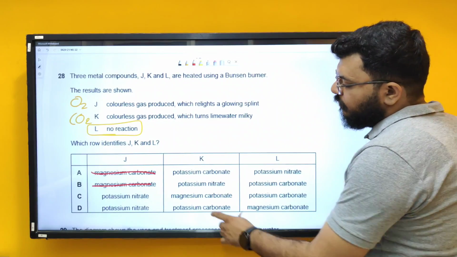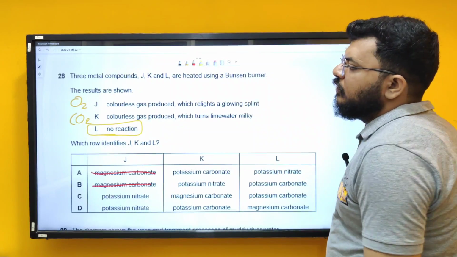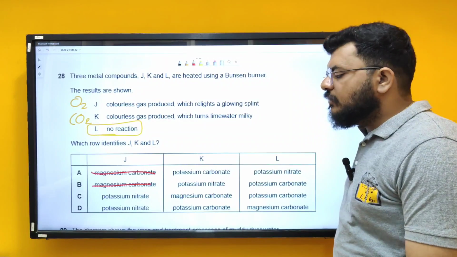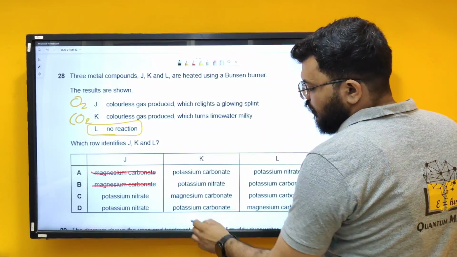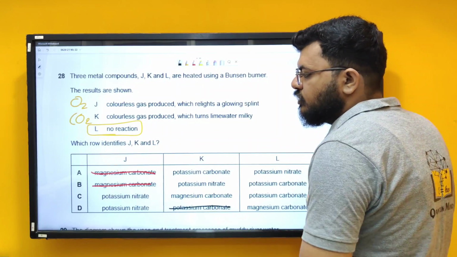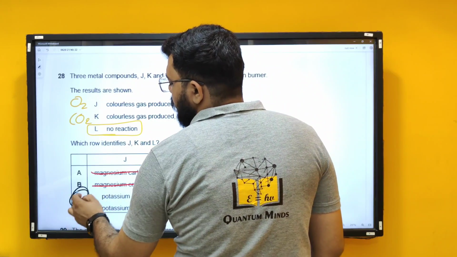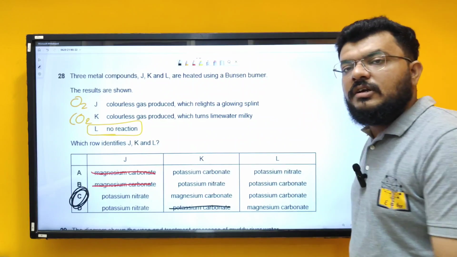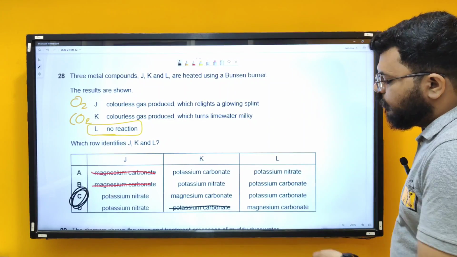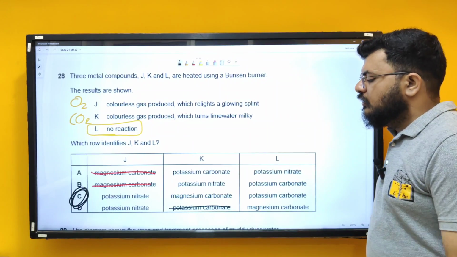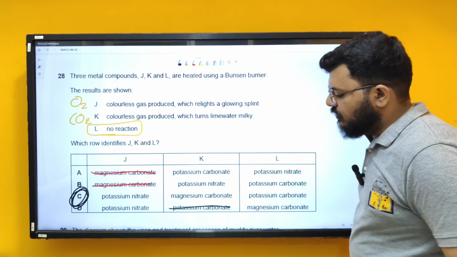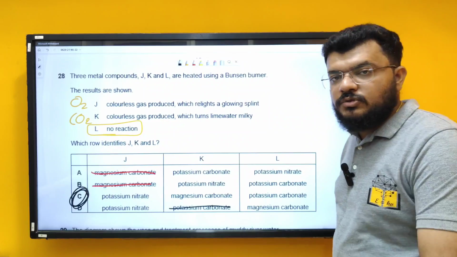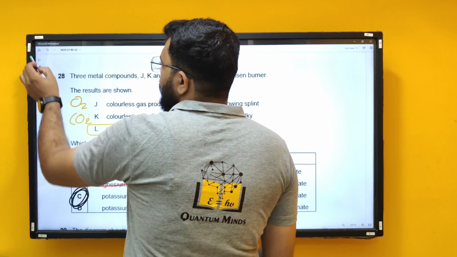Then out of magnesium carbonate and potassium carbonate, which gives carbon dioxide? Magnesium carbonate does. Potassium carbonate does not decompose on heating. So this is not possible, and your only option left is answer C. But let's have a look. Potassium carbonate does not decompose when heated. So L, no reaction, is correct if you choose option C.